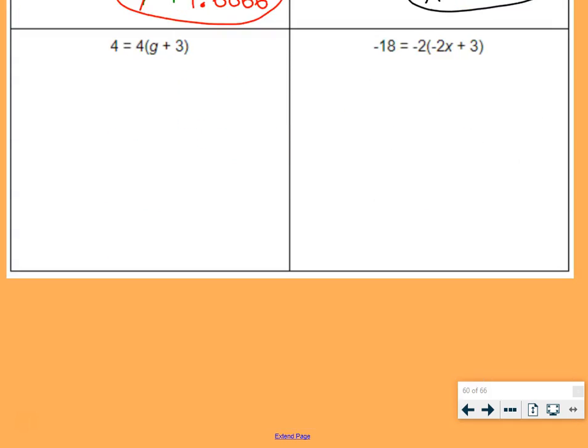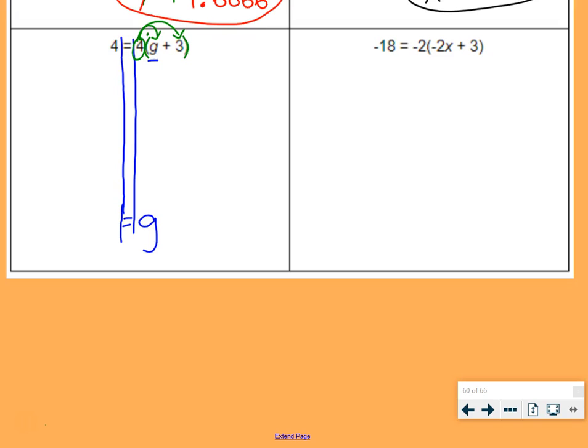All right, 2 more examples here. We have 4 equals 4 times the quantity g plus 3. Draw your railroad tracks, find your variable. Our variable is g, so g equals, we want to get g all by itself. But g is trapped in some parentheses, so first off we have to take the 4 and distribute it to both numbers. We have to multiply.